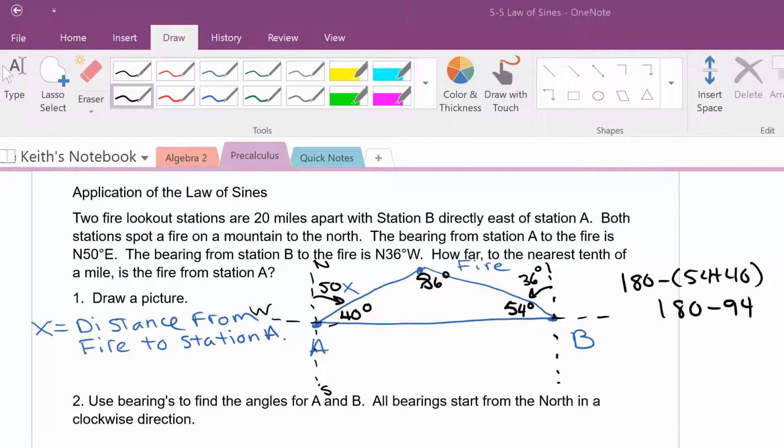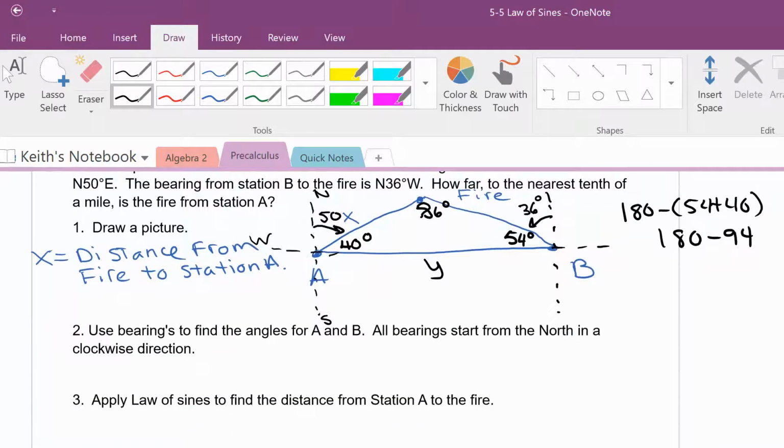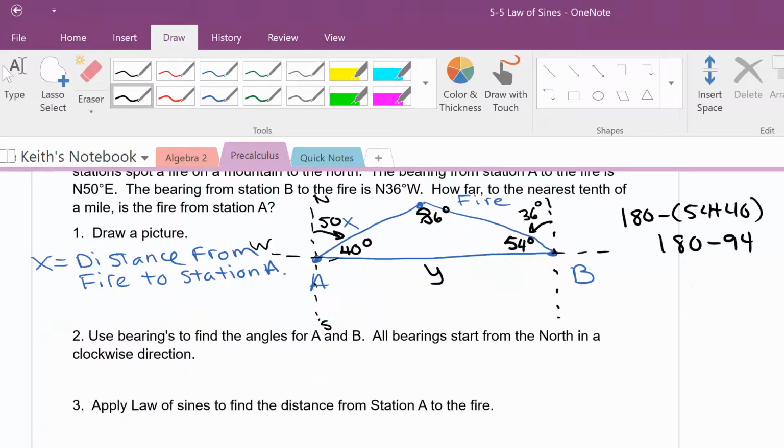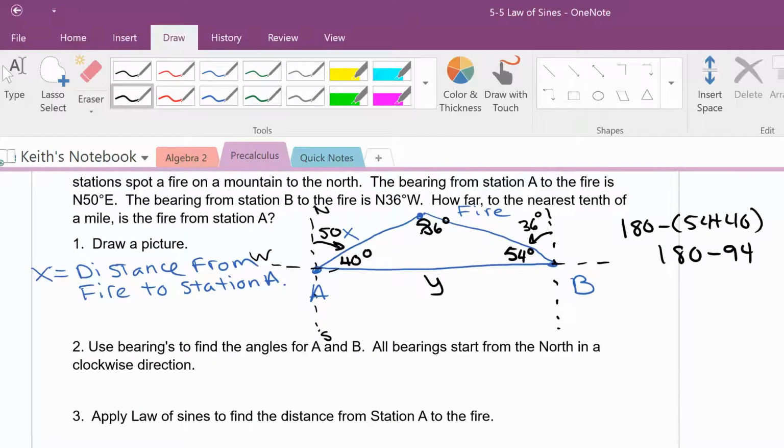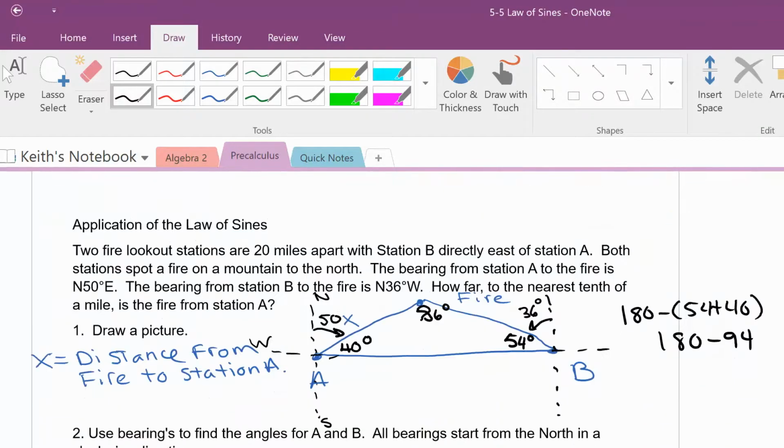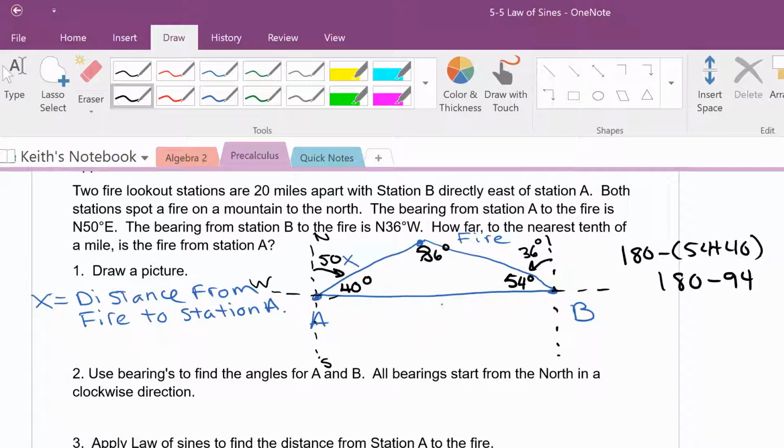Okay, so now in order to do this, we got to find one of the sides. So we'll find this side here just to do this. So we'll use the law of sines. Oh, sorry. In the problem, sorry, I forgot to mention this. In the problem, it says the two fire lookout stations are 20 miles apart. So this side is 20 miles.